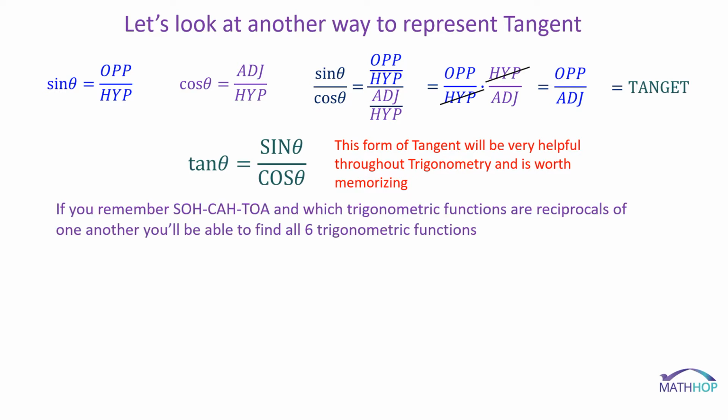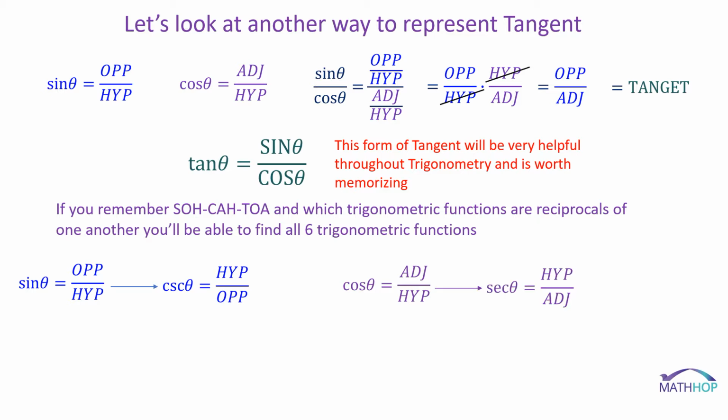Okay, so like I said, if you remember SOH-CAH-TOA and you remember which functions are reciprocals of one another, you will be able to find all 6 trigonometric functions. So let's go over it one more time. Sine, opposite over hypotenuse, is the reciprocal of cosecant, hypotenuse over opposite, or you can think of it as cosecant is the reciprocal of sine. Cosine, adjacent over hypotenuse, goes with secant, hypotenuse over adjacent. And last but not least, tangent, opposite over adjacent, goes with cotangent, adjacent over opposite. Those are your functions and reciprocal functions. You remember that in SOH-CAH-TOA and you're golden.